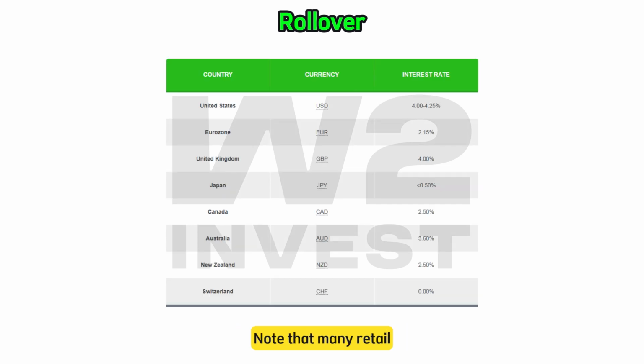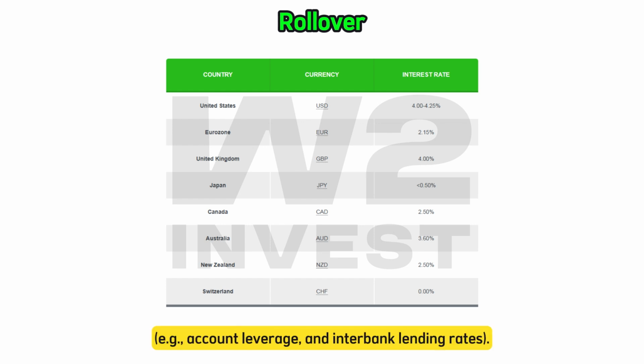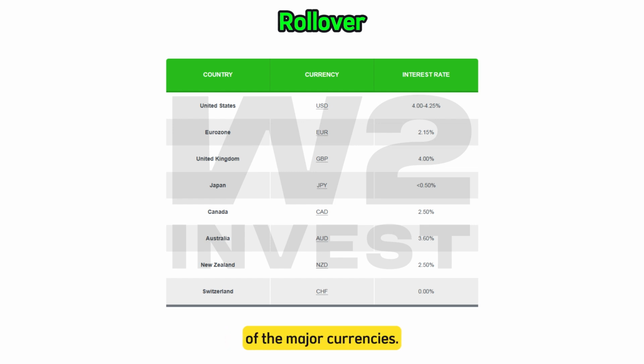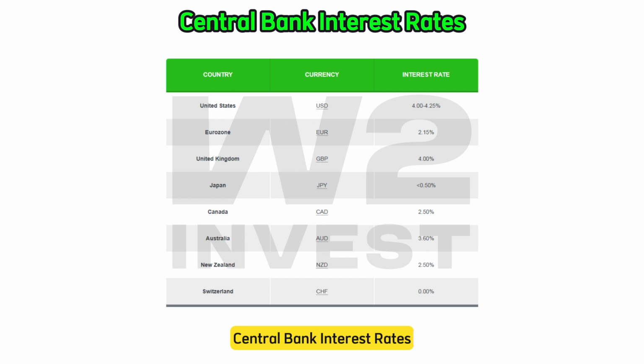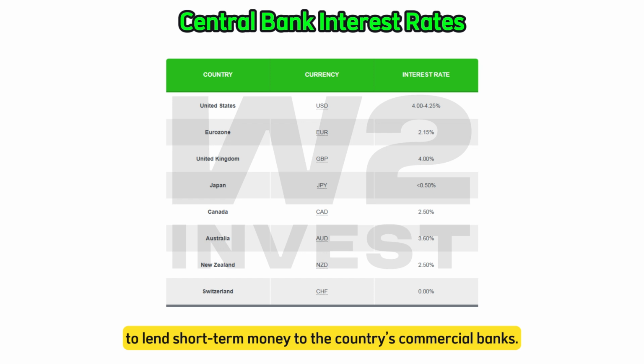Note that many retail Forex brokers do adjust their rollover rates based on different factors, e.g., account leverage and interbank lending rates. Please check with your broker for more information on their specific rollover rates and crediting/debiting procedures. Here is a table to help you figure out the interest rate differentials of the major currencies. Central bank interest rates. These interest rates are used by the country's central banking institution to lend short-term money to the country's commercial banks. Later on, we'll teach you all about how you can use interest rate differentials to your advantage.